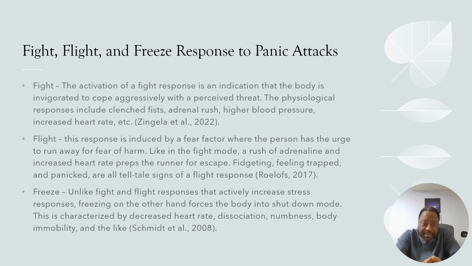Then the freeze response. Unlike the fight and flight responses that actively increase stress responses, freezing, on the other hand, forces the body into shutdown mode. This is characterized by decreased heart rate, dissociation, numbness, immobility of the body, and the like.